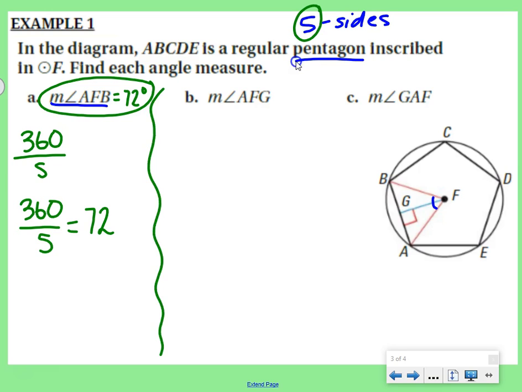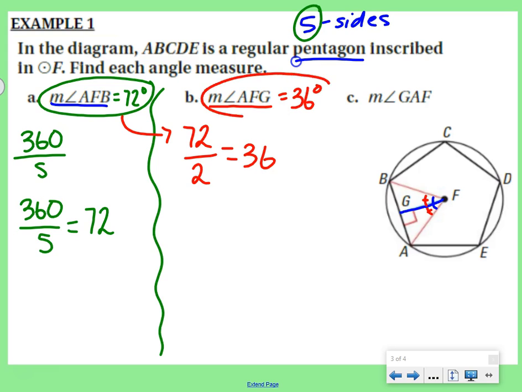Letter B, the measure of angle AFG. So AFG would be this angle right here. Now the cool piece about the apothem, which is this blue line, if you remember from the vocabulary, is it actually bisects that angle. So these two angles that I've drawn in red are going to be equal to each other. They're going to be congruent, and they're going to be half of that total angle. So what we have to do is take 72, divide it by 2, and we get the measure of that angle, which would be 36. So AFG would be 36 degrees.